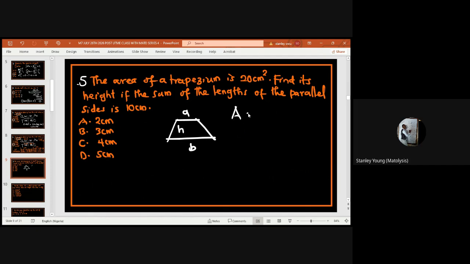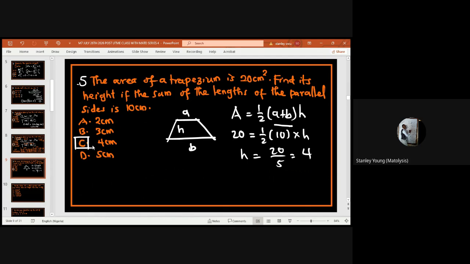The area is given as half into A plus B, H. The question gives you the area, 1/2. The sum of the parallel sides is given as what? 10. So times H. So from there, H is going to be 20 over 5. Now it's going to be equals to 4. So the answer to this problem is 4. You can take your time and solve it slowly if you do not understand.